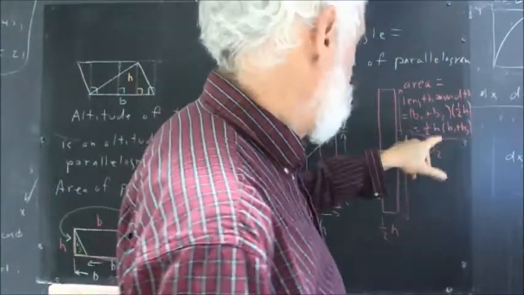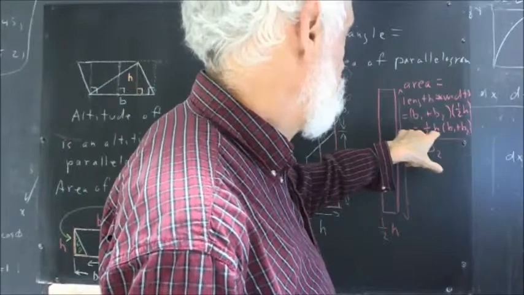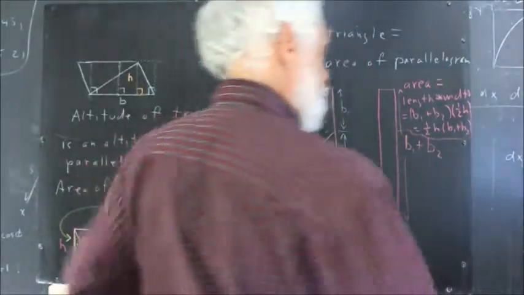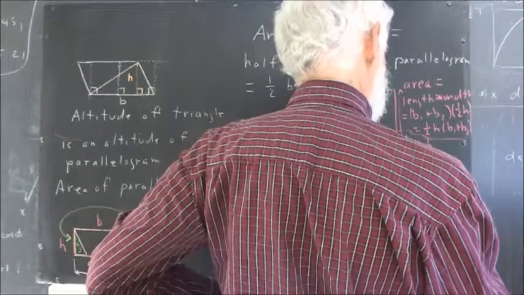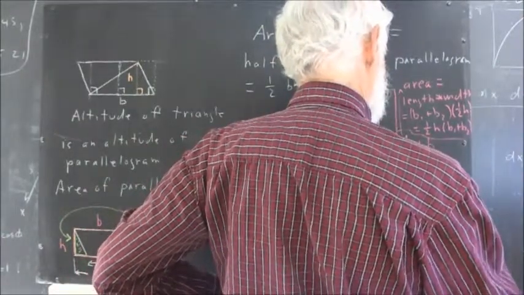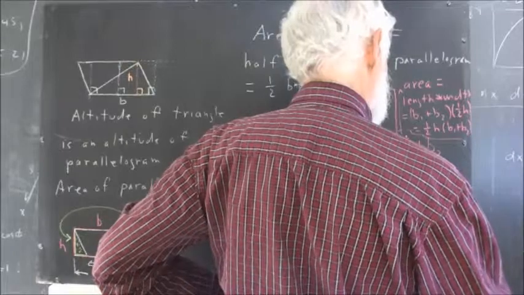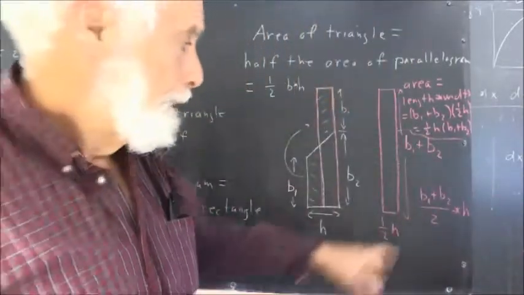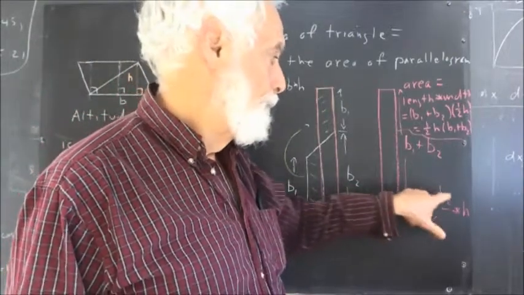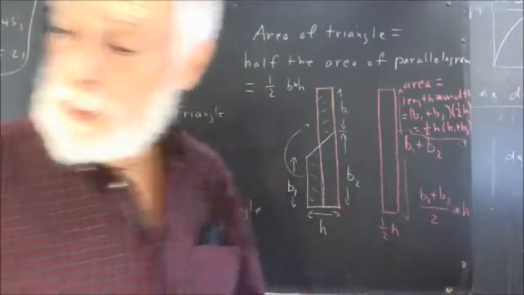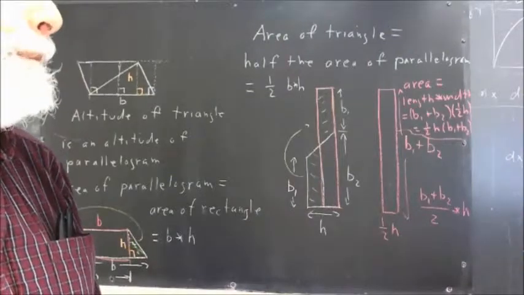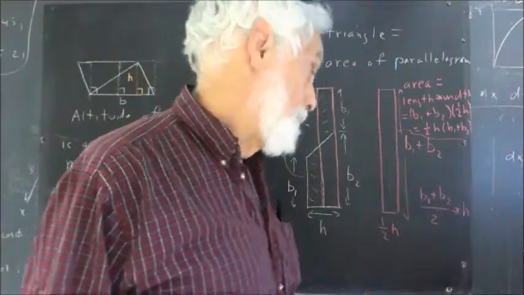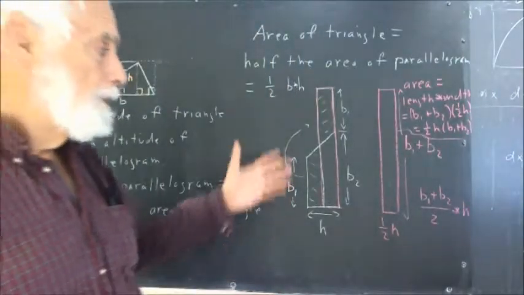And we can then rearrange that to put the 1/2 H first: 1/2 H times B1 plus B2. The way it's probably written in many textbooks, maybe including this one, is B1 plus B2 over 2 multiplied by H. And that's the formula for the area of a trapezoid. And that will work for any trapezoid.